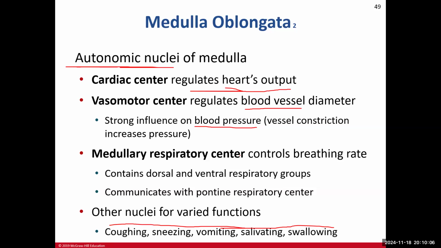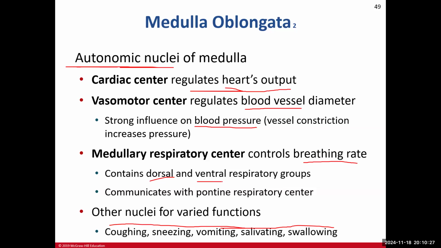All right, then we got the medullary respiratory center. Breathing rate, how fast or how slow. You have two parts to this. You've got a front group and a back group, or a dorsal and the ventral group. You'll learn about what they do when you study chapter 23 and 211.